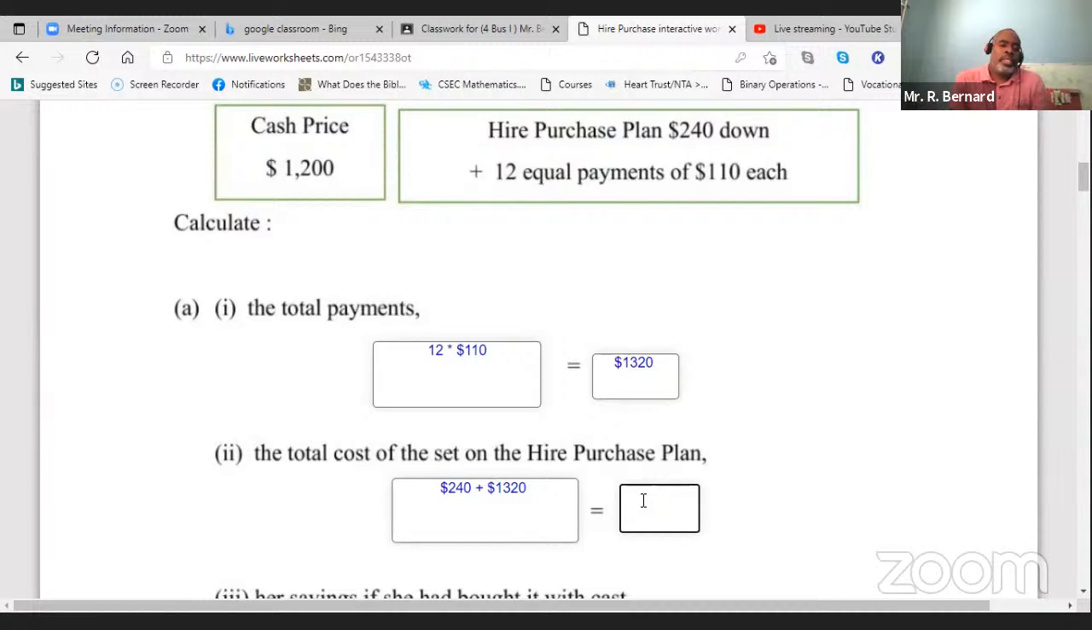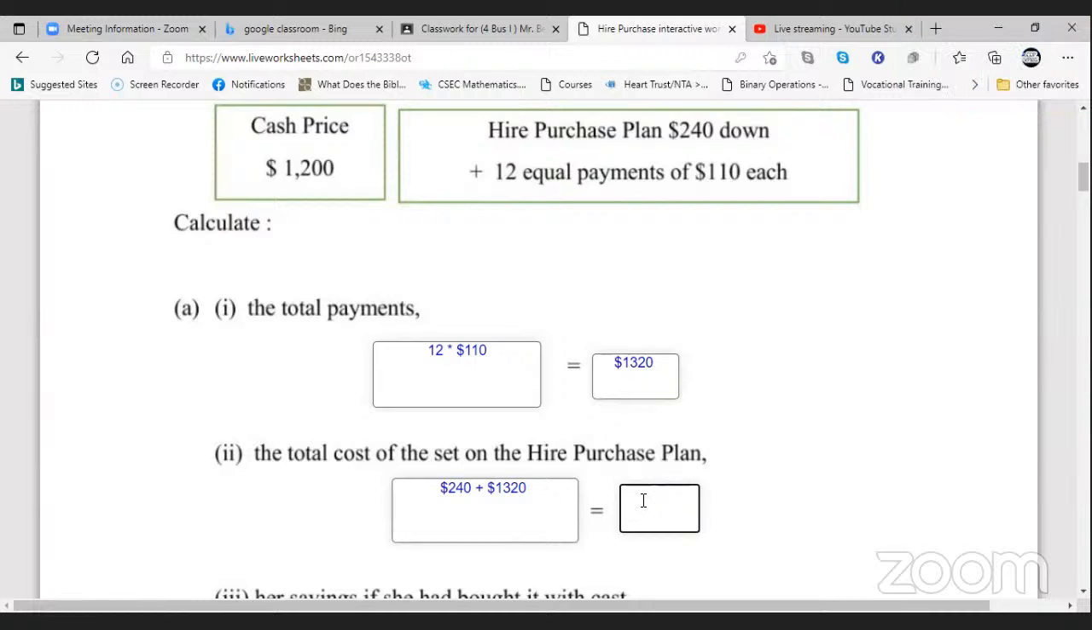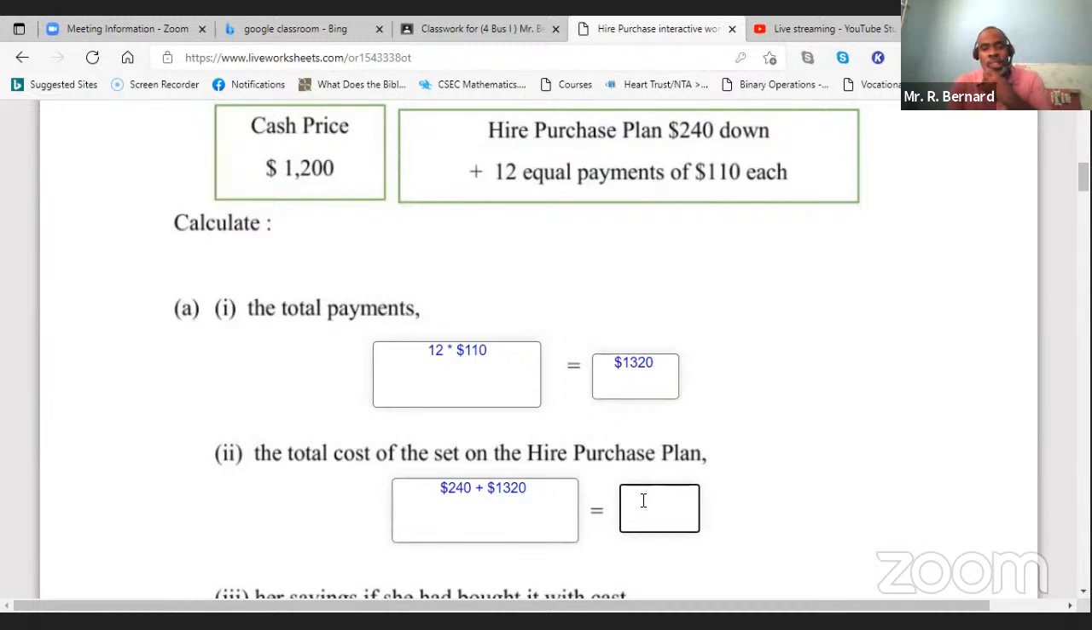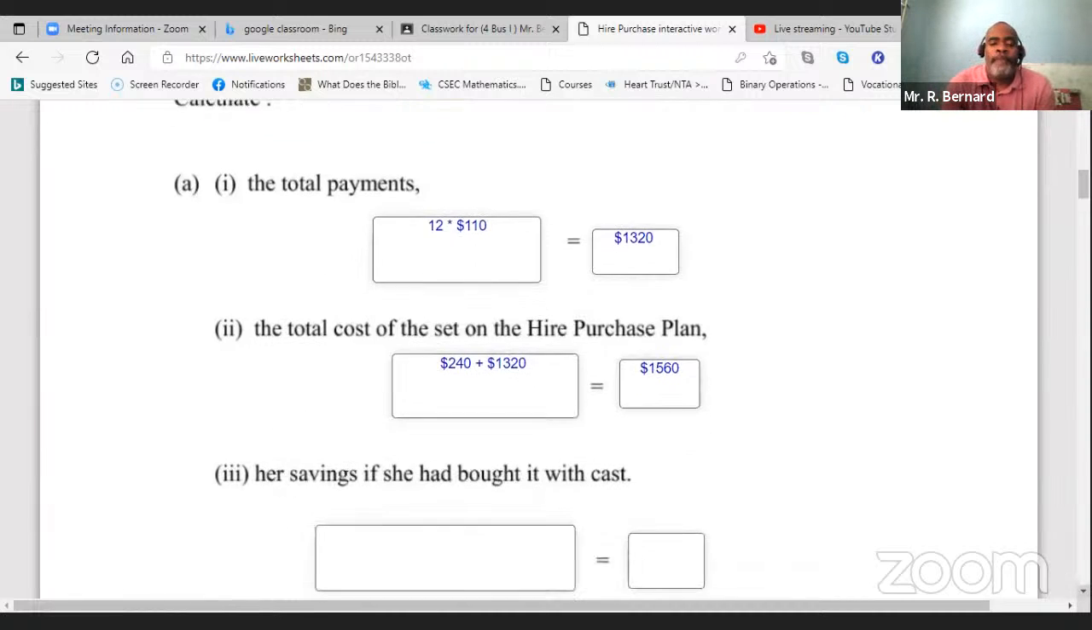All right, so based on this now, $240 plus so on, so on. What's the answer for that? 1,560. 1,560. All right. Good. So as simple as that. Nothing difficult. All right, this part now.